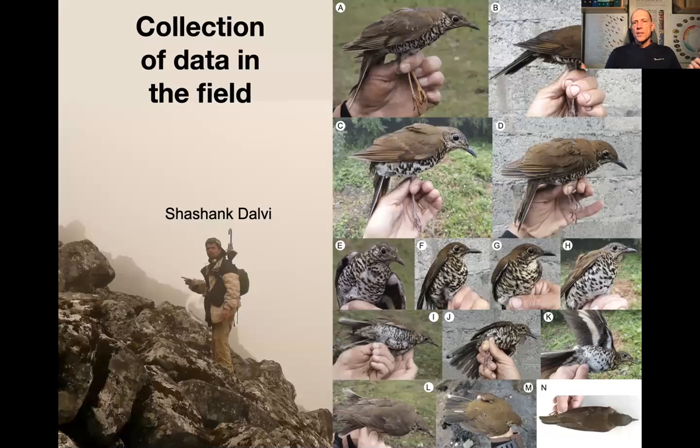So we studied plumages, structure, bare part coloration, behaviors, etc. And we also took DNA samples in the form of blood samples from the birds that we caught. And in the picture on the left there, you can see one of the important co-workers of this study, Shashank Dalvi, who some of you may know.